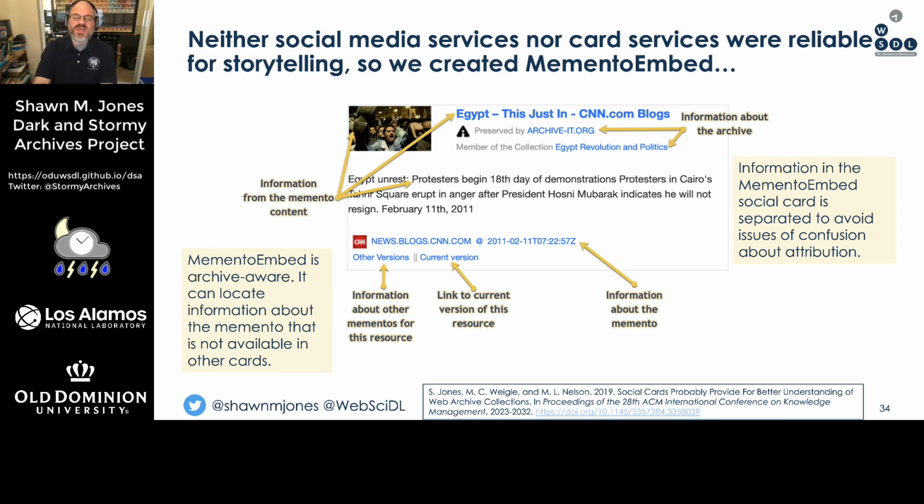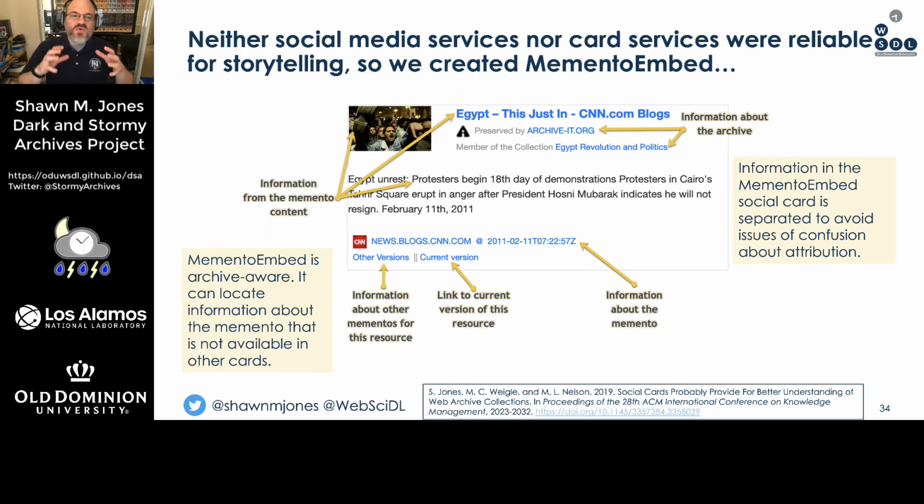Now, Memento Embed is an archive-aware surrogate service. It can locate information about the memento that's not available in other cards. Things like when the memento was captured, things like where it was captured from. And information in the Memento Embed social card is separated to avoid issues of confusion about attribution. So in this particular example, we can see on the bottom that it's attributed to CNN, but as we see on the top, it's preserved by Archive-It.